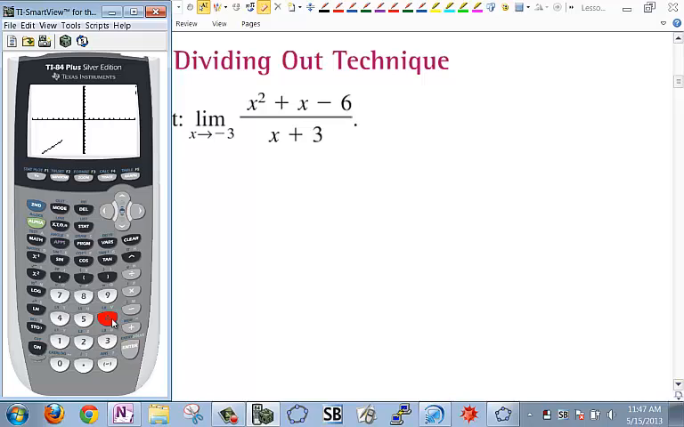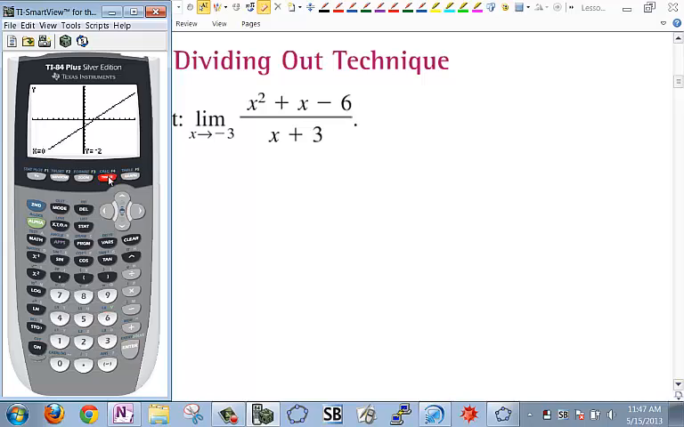So I'm going to do a zoom 6 and a standard viewing window. Ah, it's a line. I either expected a line with a hole or a line with a vertical asymptote. I know there's a discontinuity at -3, right? If the discontinuity at -3 were a vertical asymptote, I would clearly see it. So I feel very confident that this discontinuity is in fact a hole, in which case I know this limit will exist. So let's figure out what the answer is first.